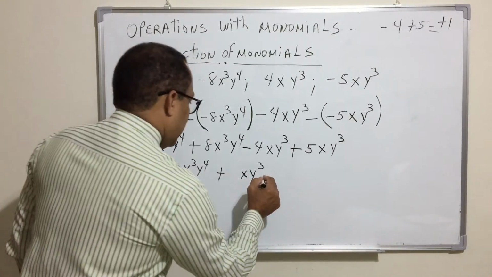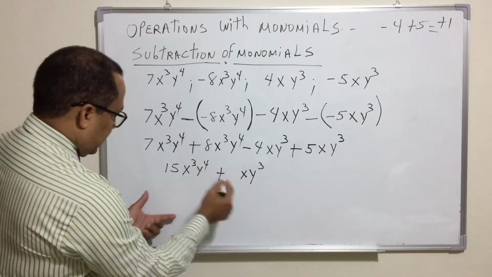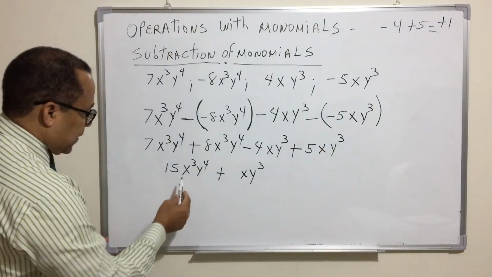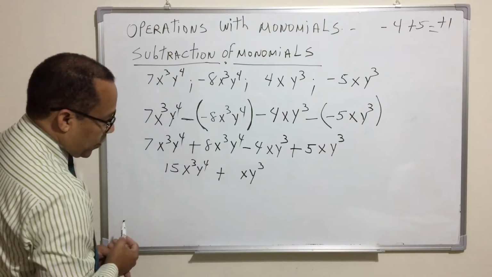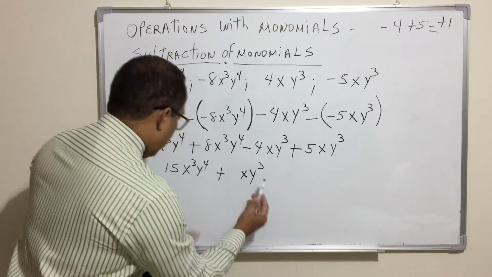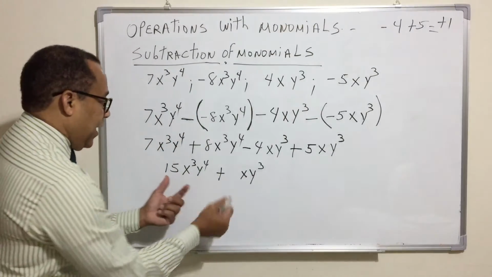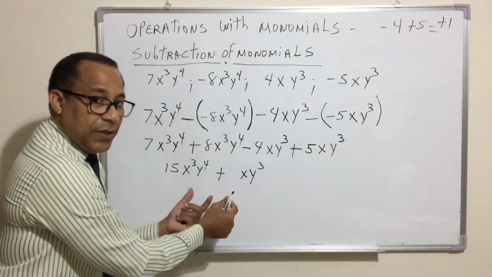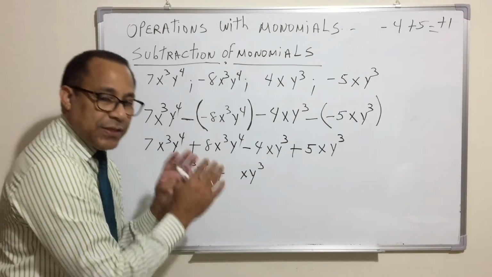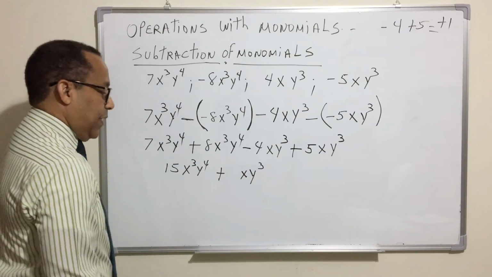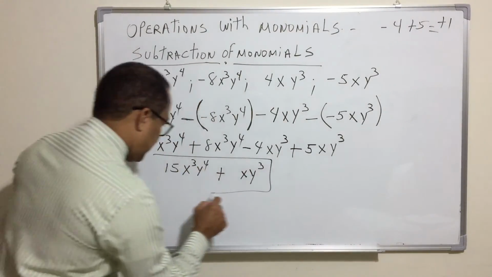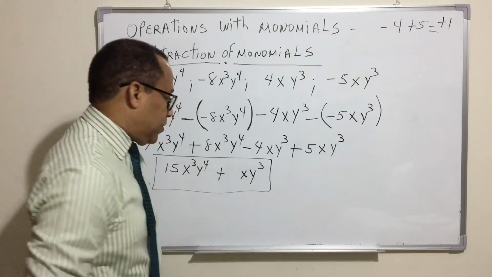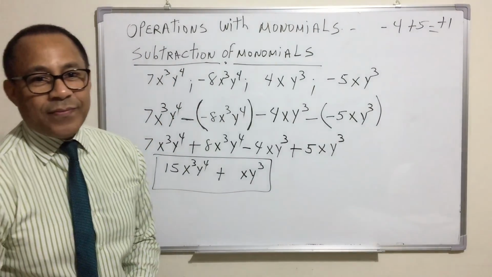So this is the result, and then take a look at these two terms. It says x to the third, y to the fourth, and this is x, y to the third. They are not like terms because even though they have the same letter, the letters do not have the same exponents. And this will be the result for this operation.